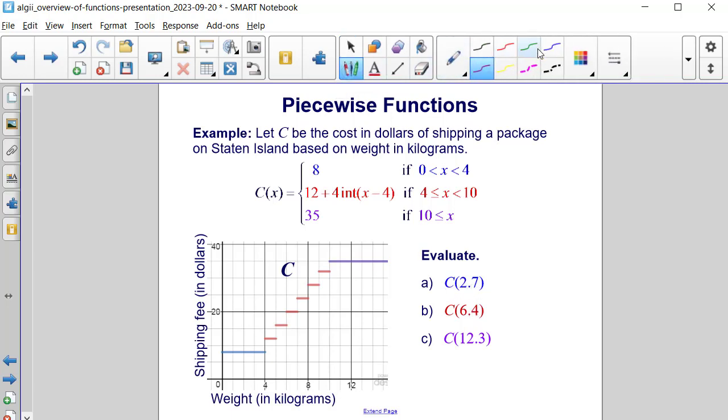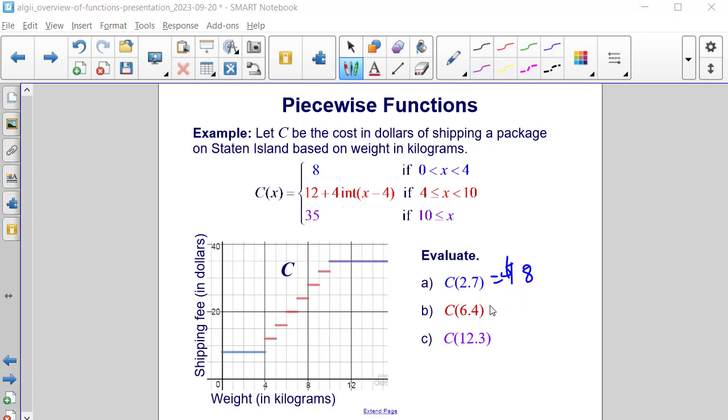We'll begin with 2 7/10 kilograms. Well, 2 7/10 kilograms falls between 0 and 4, so the final cost will be $8. We can also go to 2.7 on the graph, and we can clearly see that it falls in the $8 mark.